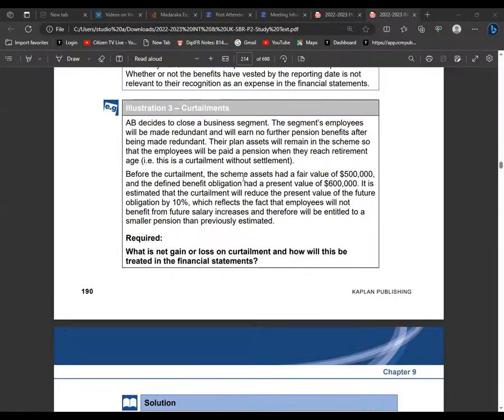Before the curtailment, the plan assets had a fair value of 500,000, and the defined benefit obligation had a present value of 600,000. It is estimated that the curtailment will reduce the present value of the future obligation by 10%, which reflects the fact that employees will not benefit from future salary increases and will therefore be entitled to a smaller pension than previously estimated. What is the net gain or loss on curtailment, and how will this be treated in the financial statements? Ladies and gentlemen, this is a very easy question.